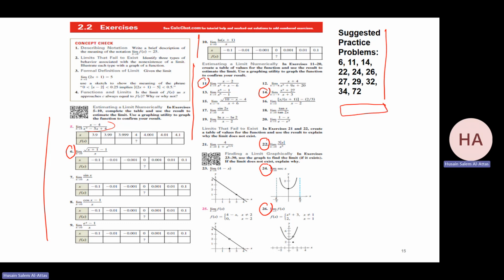X goes to 1, I will take values less than 1, values more than 1, and then we find the limit. In these problems, do the same thing with the table, then you check. In these two cases, the limit does not exist. Then we need to explain why. And these problems, we need to do it through the graphs. Let us do the problems, especially the suggested ones.